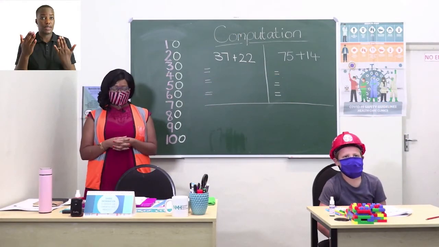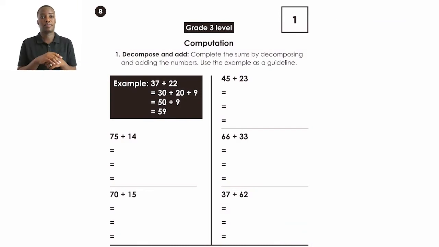Let's now take a look at the exercise on page 8. To be a very good builder or to work on a construction site, you need to be able to compute. And this is computation. We are going to add sums, but before we add them, we're going to take them through a process called decomposing. Remember, decomposing we did before, where we break down the number or we separate the number and then we add for this one. Let's take a look at our example. We can see that it has gone through 2 stages before we get the answer. And I am going to show you how we go through those 2 stages.